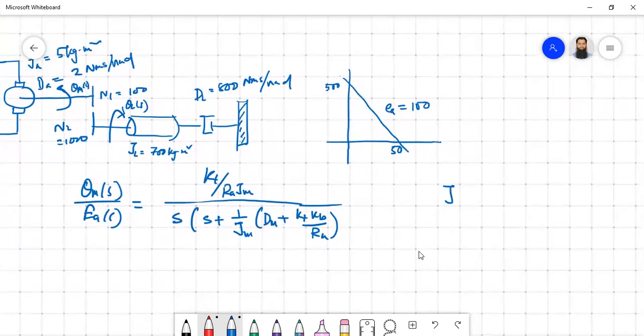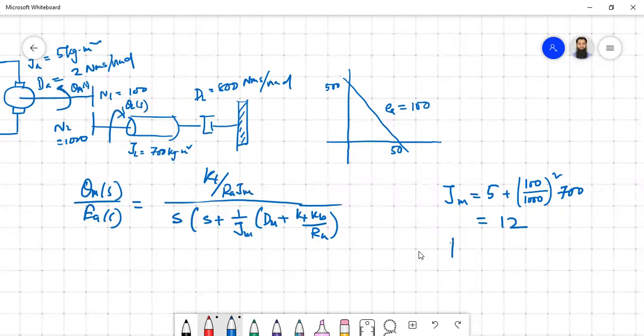So Jm is basically Ja plus, Ja is 5, plus a destination teeth, that is 100 N1, divided by the source, that is N2, square, into 700. Basically 1 by 10, so 100. So basically 5 plus 7, so basically 12.